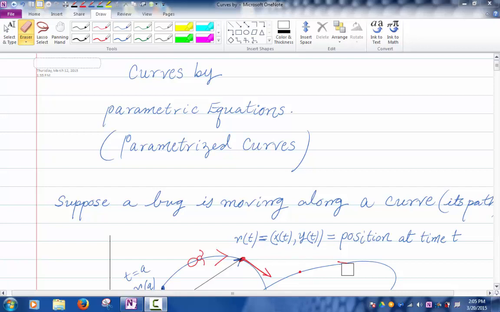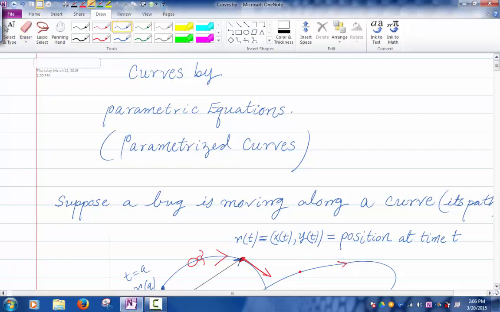About curves, that's section 10.1. So we are talking about parametrized curves. A very, very nice way of thinking about a parametrized curve is by assuming that you are thinking about the path of a moving object, okay?